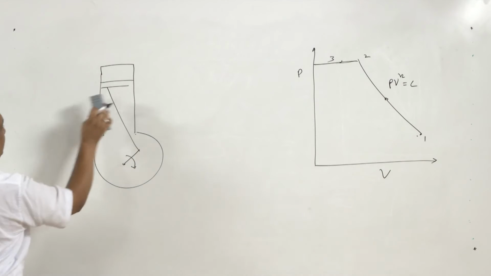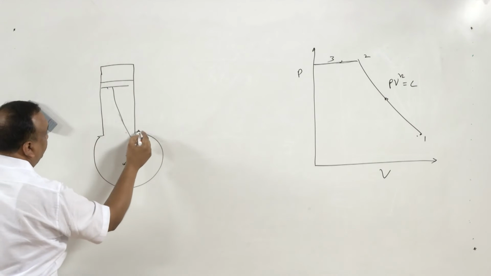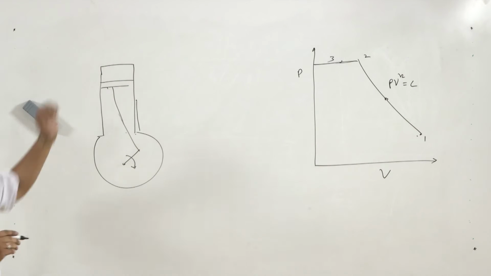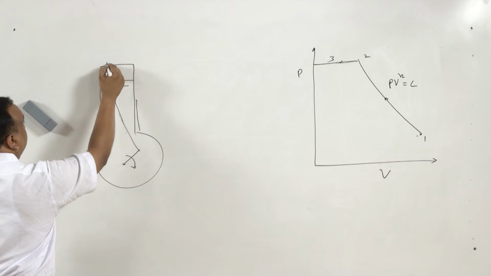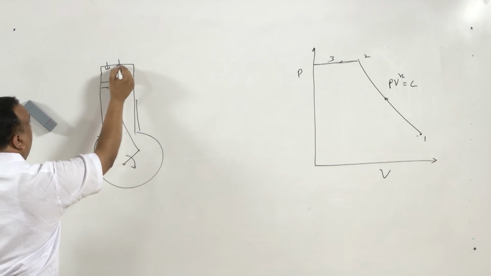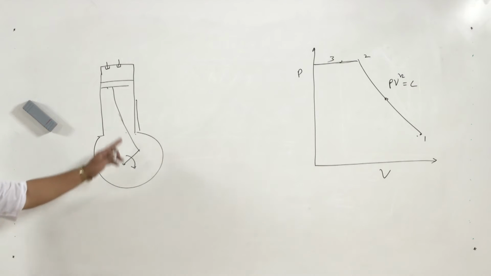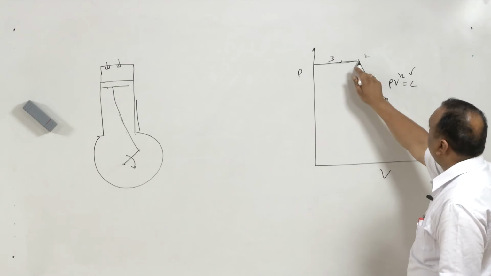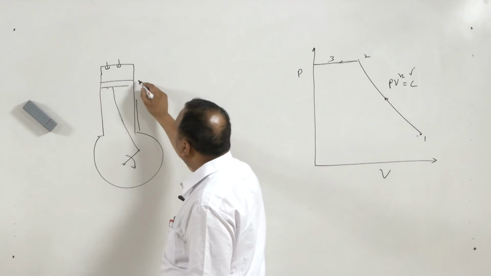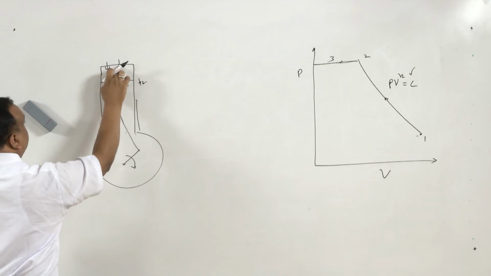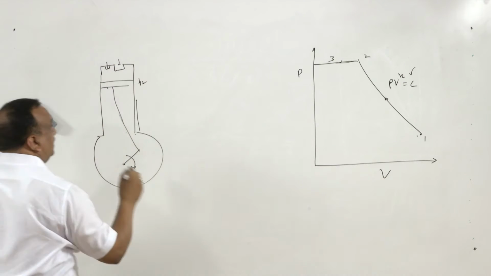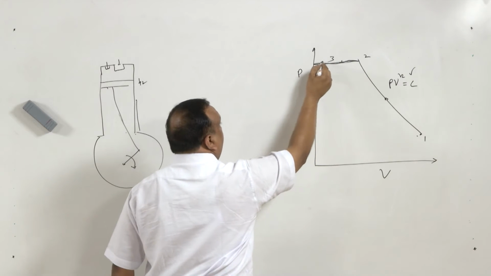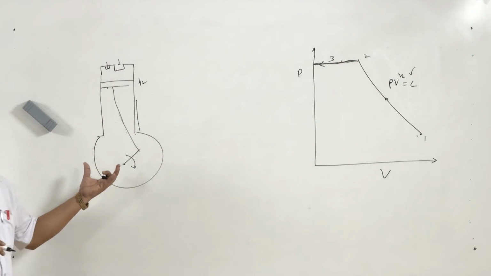What happens when the piston moves in upward direction? The system behaves as a closed system. This compressor has two valves. Initially both the valves are closed. So, when compression takes place, it follows the polytropic equation up to state 2. The moment the pressure 2 is attained, exit valve opens. When the exit valve opens, the vapor inside the cylinder is removed at constant pressure. So, the system becomes an open system.